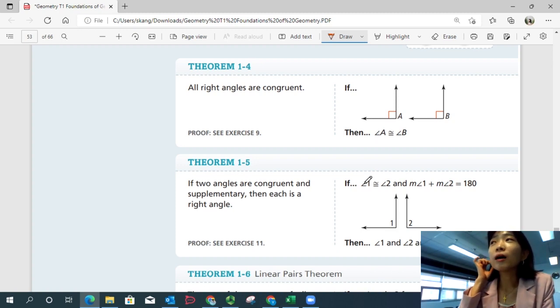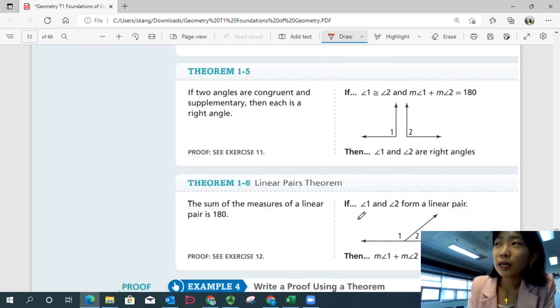Theorem 1-5. If two angles are congruent and supplementary, then each is a right angle. Now we're talking about right angles. If two angles are congruent and they are supplementary, they must be a right angle. We're saying that there's no other angle that could be supplementary to each other and they're congruent.